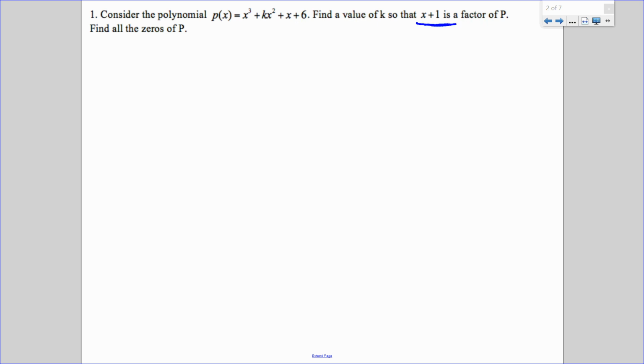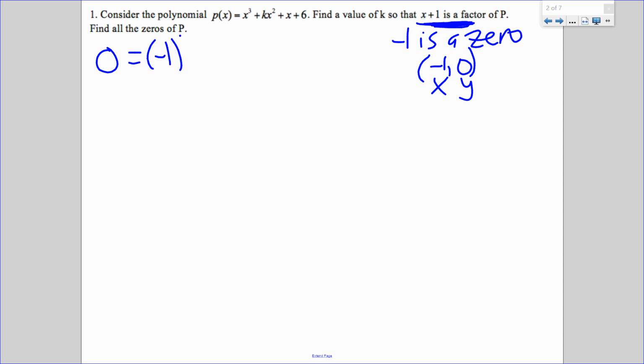So, this is the first conceptual thing you need to understand. We had a lesson earlier this unit called factors and zeros. If you know the factors, you know the zeros. If x plus 1 is a factor, that means that negative 1 is a zero. If negative 1 is a zero, that means that the point negative 1, 0 is on the graph. Now that I know a point that's on the graph, I'm going to replace negative 1 for x and 0 for y, or p of x. So p of x is 0, and I'm replacing the x's with negative 1's.